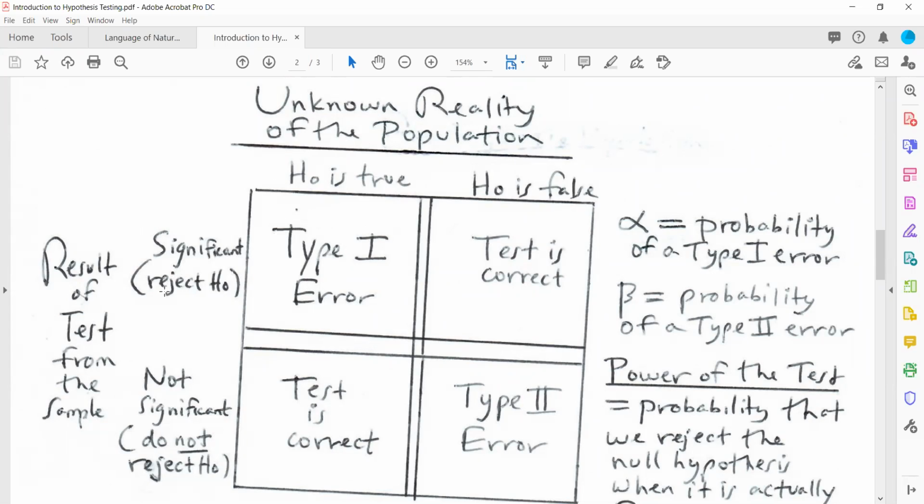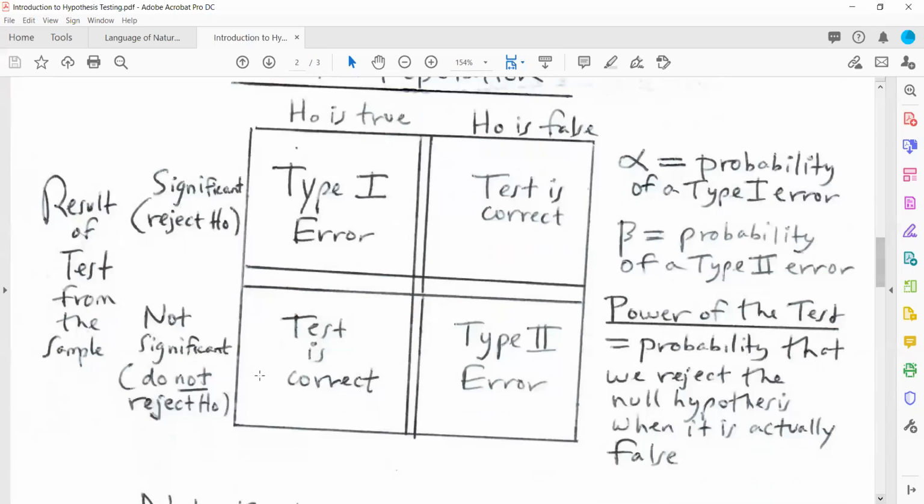However, if from our sample, we find there's enough evidence to reject the null hypothesis, and the null hypothesis is false, well, that's a correct decision. On the other hand, if we do not have enough evidence to reject the null hypothesis, therefore it's not significant, and the null hypothesis is true, then we made a correct choice here, right? We didn't reject the null hypothesis, and the null hypothesis is actually true in reality. So we did not make a mistake when we came to that conclusion.